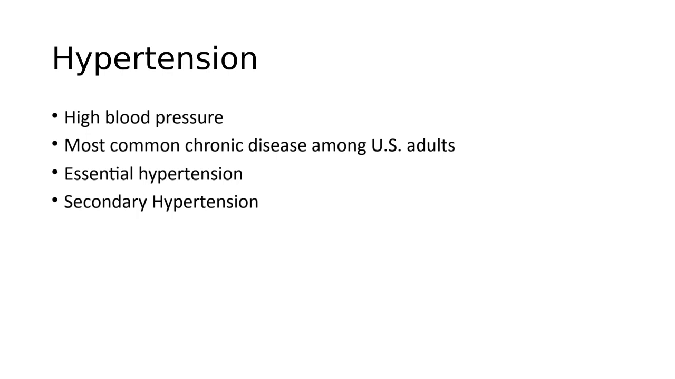So your essential hypertension, this is also known as primary hypertension, and this has no known cause. Like you just have hypertension with no rhyme or reason. And then secondary hypertension, this is caused by another disease like renal disease. So remember that. Primary is nothing's causing it. Secondary means something in your body is causing you to have high blood pressure.